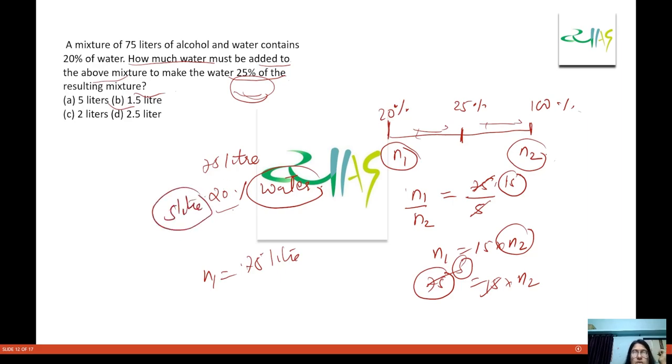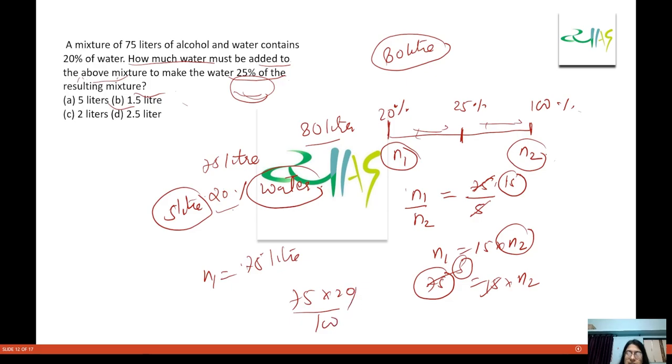But now you can check also. See, now you are having 80 liters total. You are adding 5 liters of water. Now you have 80 liters total. Okay, earlier when this was 20%, you were having how much water? Okay, when there was 20% water in this, then you were having how much water? 75 into 20 by 100. That means this cancels, then you had 15 liters of water. Okay, 15 liters of water was in 75, right?